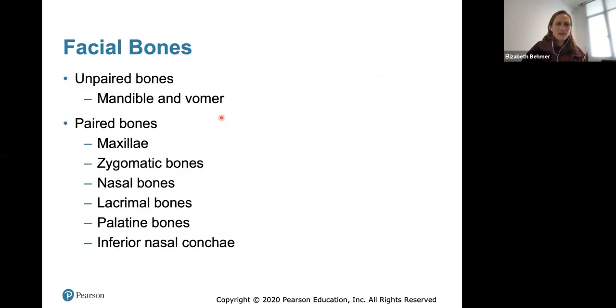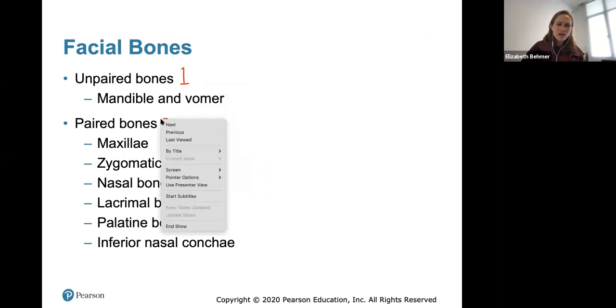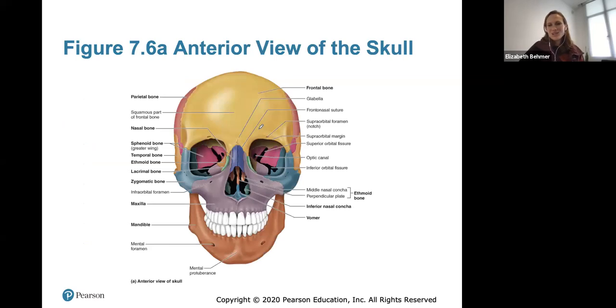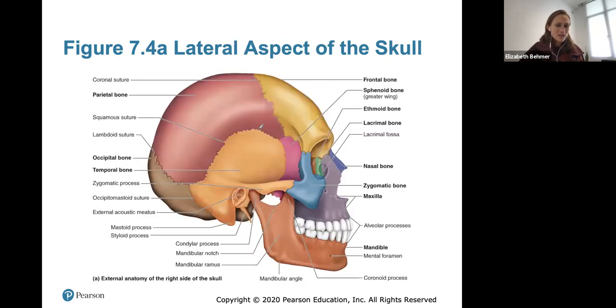The facial bones, the only unpaired facial bones, which means there's only one of them, are your mandible and your vomer. And paired bones mean you have 2 of them, so they're paired. So these are all facial bones. Here's the anterior view of the skull and where all those facial bones are located. So use that as you're studying. The lateral aspect of the skull where these facial bones are located.